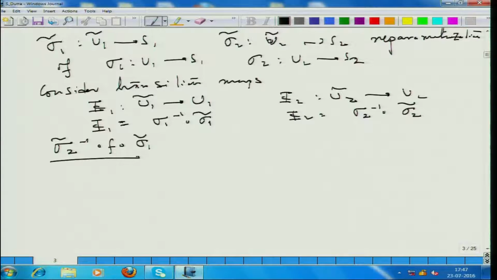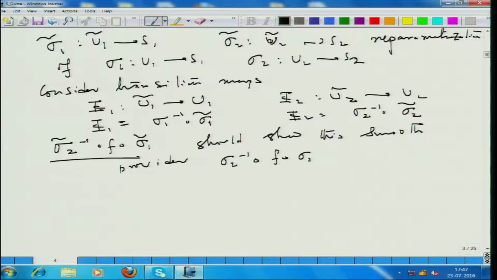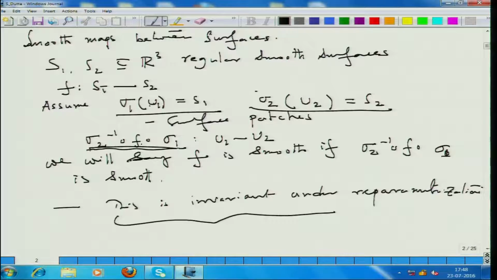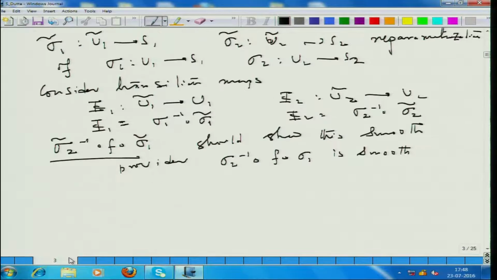I should show this map is smooth, provided sigma 2 inverse composed with F composed with sigma 1 is smooth. That was on the previous page, right? Okay, what's the big deal here?